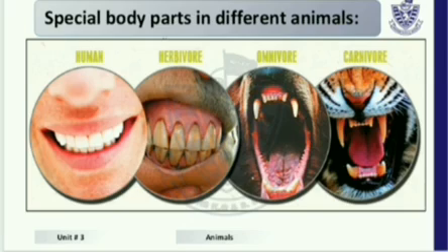Meat eaters have long, sharp, pointed teeth to eat meat. Plant eaters have big, flat teeth to eat plants. Animals that eat both plants and meat have sharp as well as flat teeth.